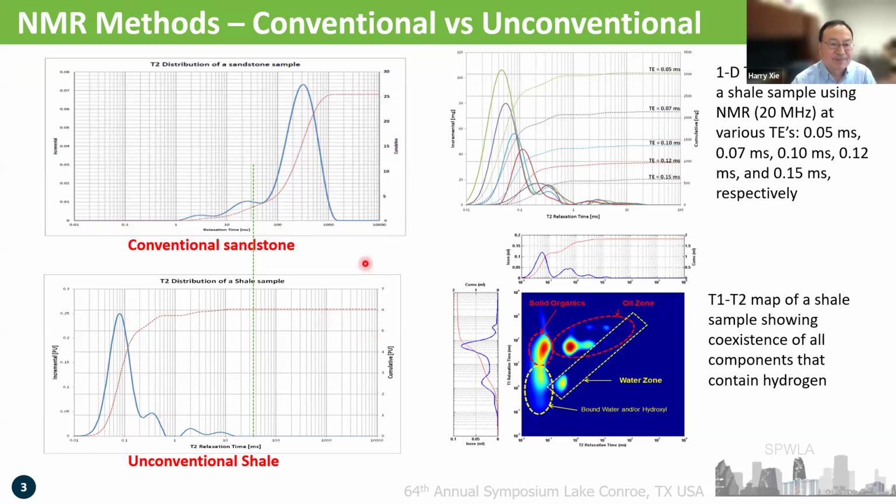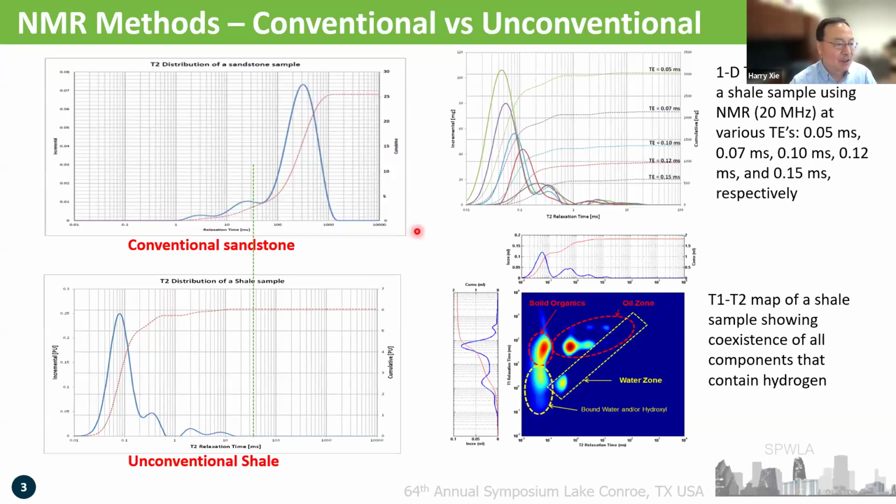Another challenge is that when we do an NMR measurement, we have to select the so-called interecho spacing time to do the T2. With unconventional samples, with different interecho spacing times, you get different responses. The longer the spacing you use, the more the signal drops, and the T2 distribution also changes. The reason is that with a longer spacing time, you are missing the front signal, because when you start to acquire data, this signal has already disappeared.